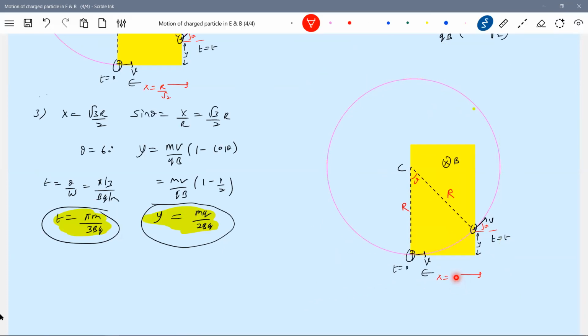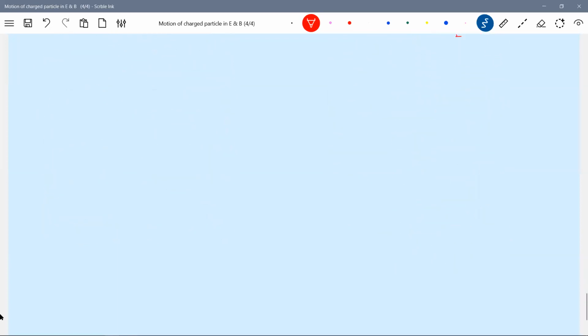Now this will become x equal to root 3 r by 2. By varying the width, we can control the deviation and the deflection. Let me put x equal to r. What conditions will come? The last one, x equal to r. Then we'll make x greater than r. I think this will be the fourth case.